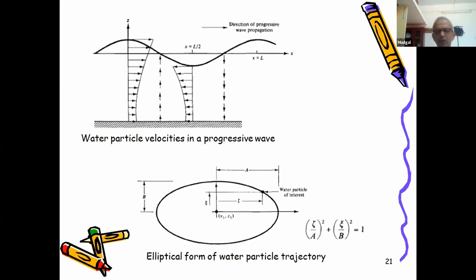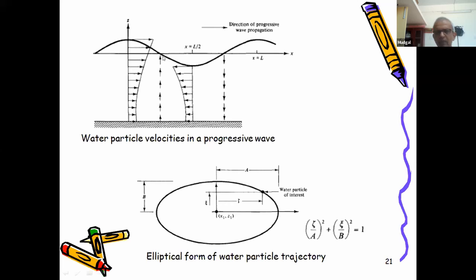Here, if you look at the water particle velocities in a progressive wave, you will see that under the crest you have positive values of the velocity u, and under the trough it is in the opposite direction. You have the velocities increasing up to the free surface, and here the velocity is in the upward direction, that is the w component.